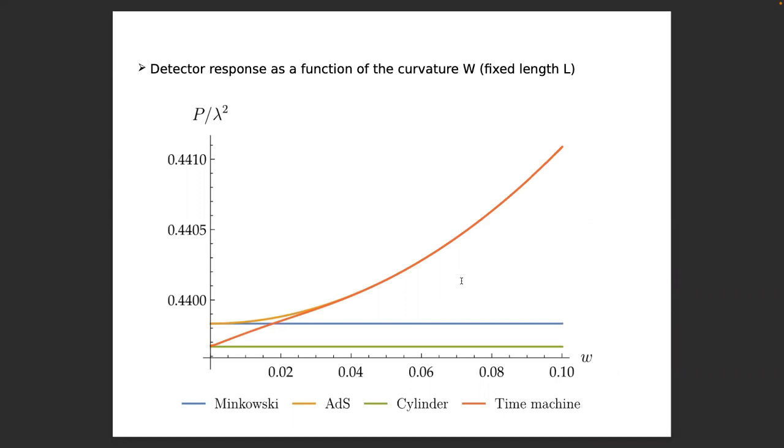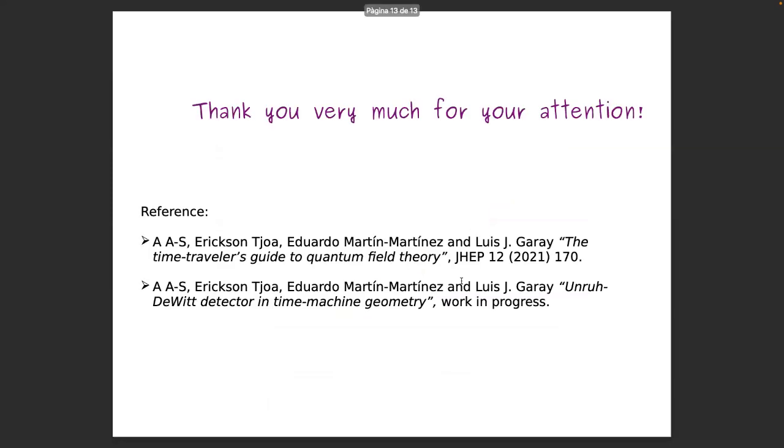So it's only for a small curvature that our detector can differentiate the presence of the CTC beyond the horizon and the topological difference between this AdS space-time and the time machine space-time. And this is more or less the status right now of the detector study. And I hope to have more results soon. Thanks.